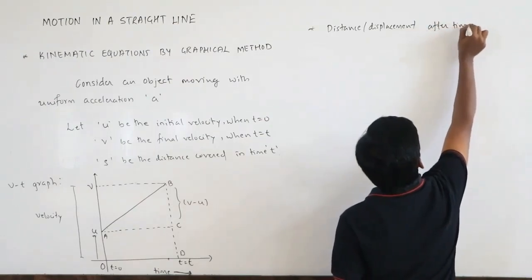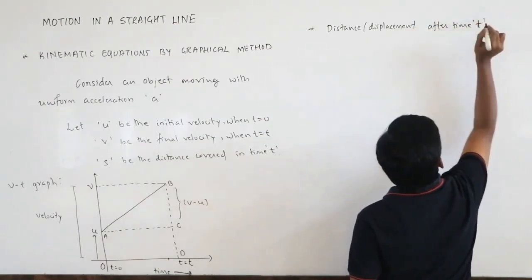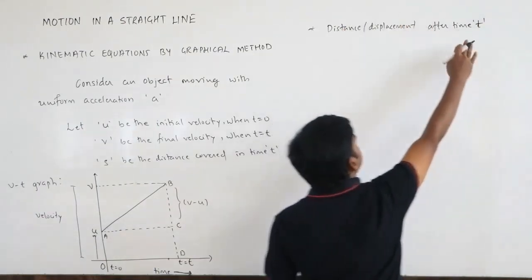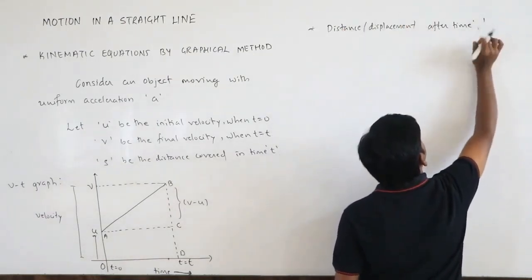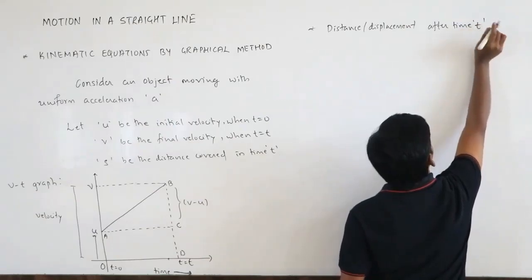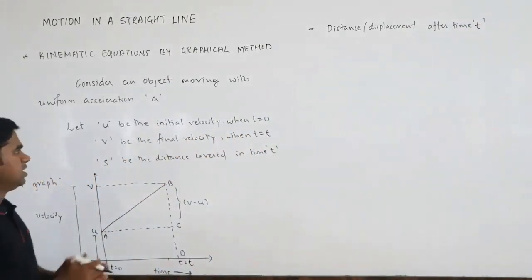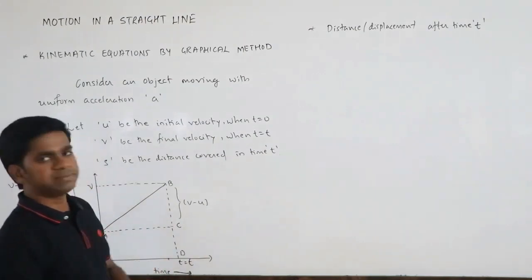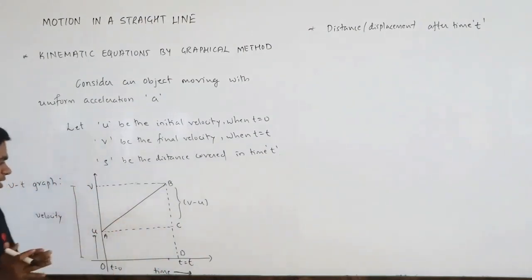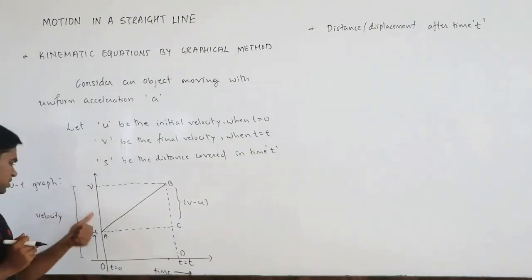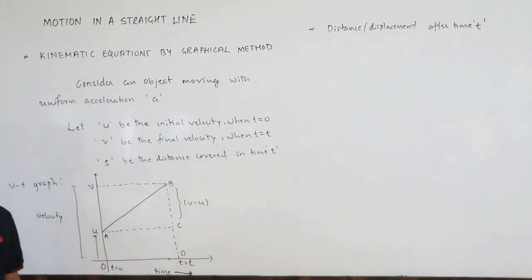After time t, the distance covered, or displacement, both are the same because it is a motion in a straight line. Now how can we find the distance or displacement? Again from the graph. As we know, it is the velocity versus time graph.